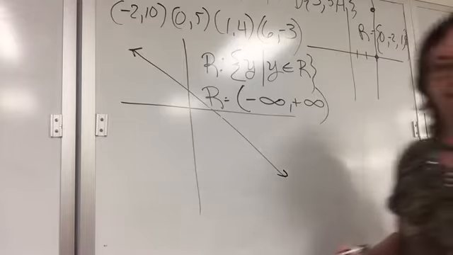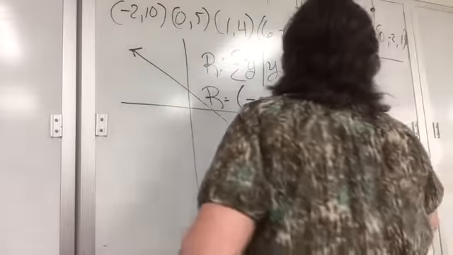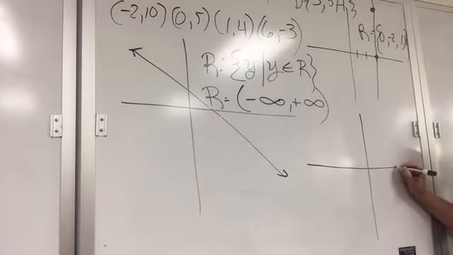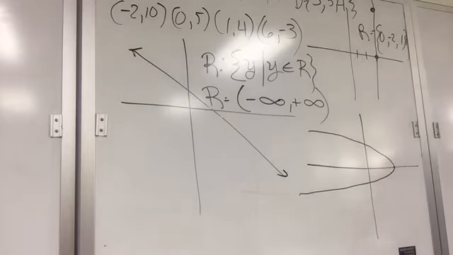Now let's look at this one. Whoops, where did I put mine? There it is. This function is what we call a parabola. In fact, it's a negative parabola. Remember that parabolas go up and down: this is y equals x squared, and this is y equals negative x squared. Does anybody remember that?